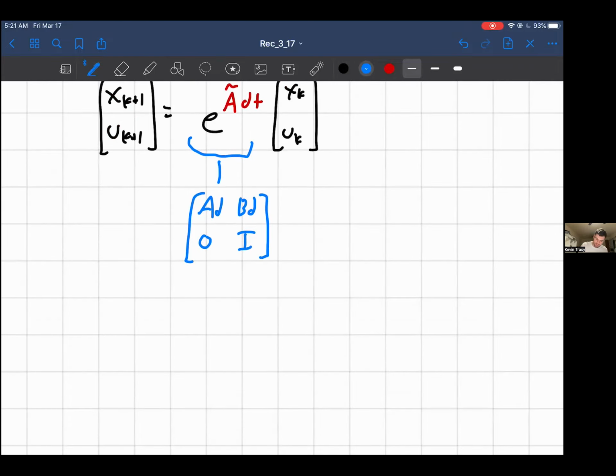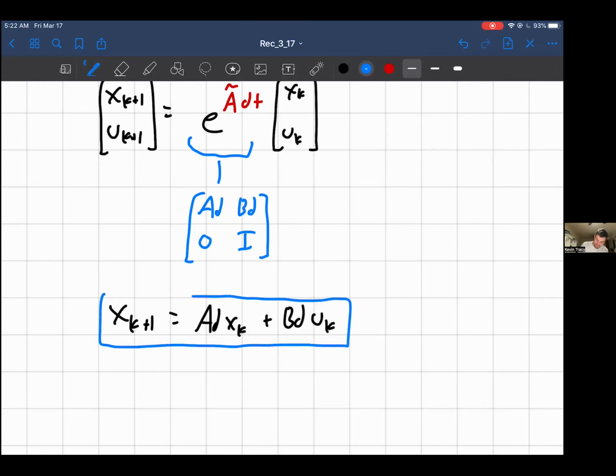And then all we care about is the top equation. The bottom equation tells us nothing. This just says that u of k plus 1 equals identity times uk. So uk plus 1 equals uk, because remember, we're holding it constant throughout that whole time step. And so when we take this matrix exponential, we get x k plus 1 equals Ad xk plus Bd uk. And this is how we just discretized a linear system using the matrix exponential.